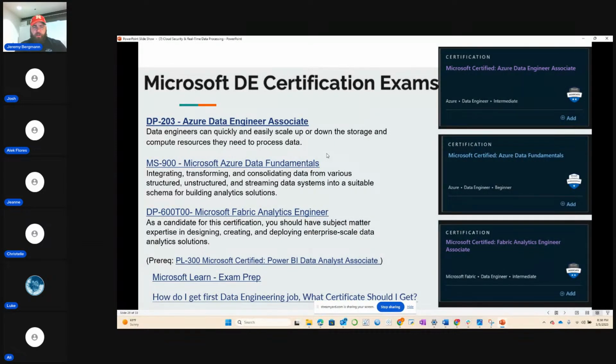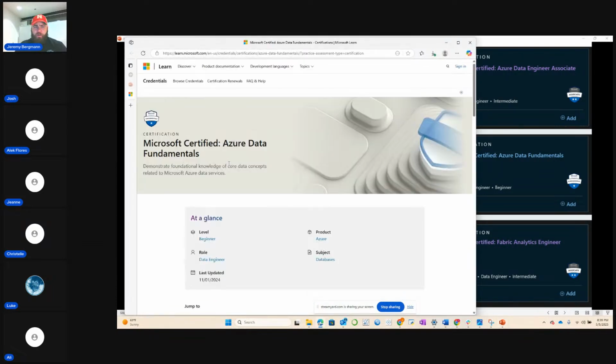More information about the security exams. We started out doing 203, but then we realized that's a ton of configuration on top of what we're learning in this class. 900 may be the more practical exam. Integrating, transforming, and consolidating data from various structured, unstructured, and streaming services. We didn't get a ton of hands-on in this class, but it would be a nice continuation, I think, from the skills that you learn in this class.